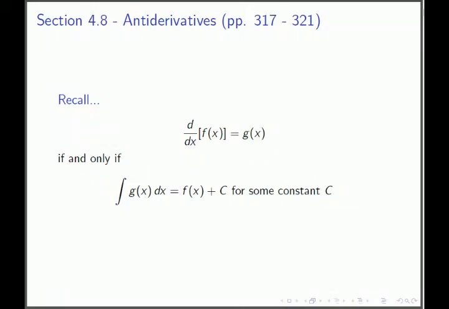In this video, our goal is to find some basic techniques for finding general antiderivatives of functions. To begin with, let's just remember that if I find a function whose derivative is g, then the antiderivative of g is that function plus a constant c.